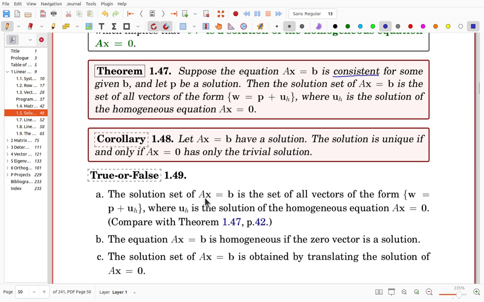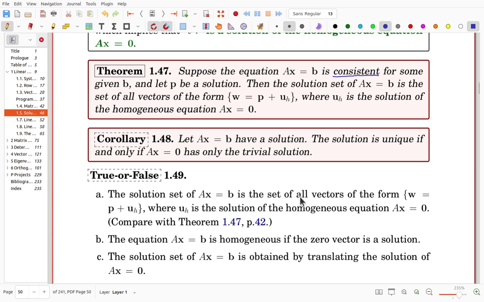Okay. Now let's see a true or false problem. The solution set of Ax equals b is the set of all vectors of the form p + u_h, where u_h is the solution of a homogeneous equation Ax equals 0. Is it true? It is false. Why?